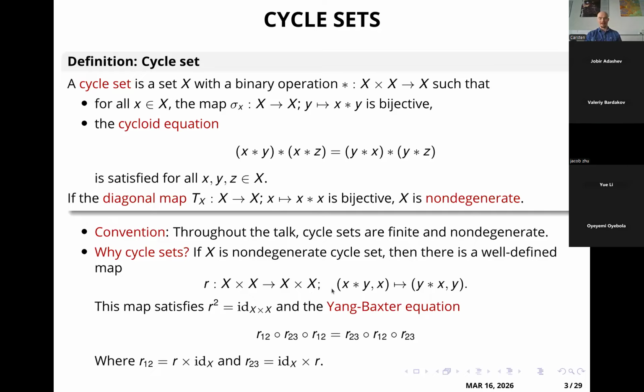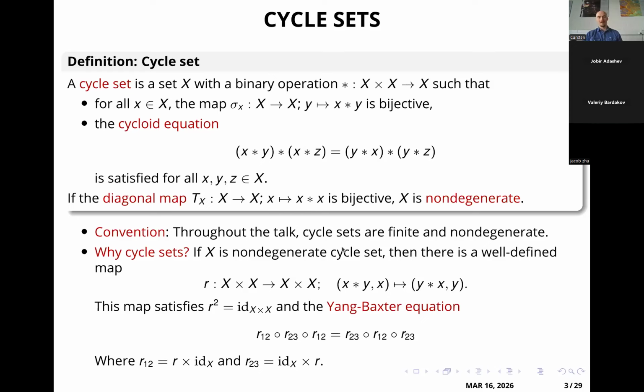So there is a well-defined way of defining a solution to the Yang-Baxter equation by mapping the element (x, y) to (x·y, y·x). Due to the bijectivity of the left multiplication maps, this is indeed well defined, and it turns out that this is a solution of the Yang-Baxter equation, a kind of braided equation. Why are we using these very specific conditions? It turns out that the solutions parameterized by cycle sets allow an application of algebraic machinery.